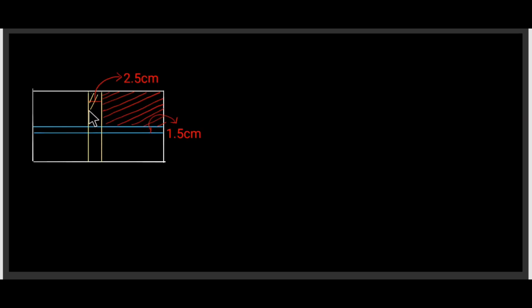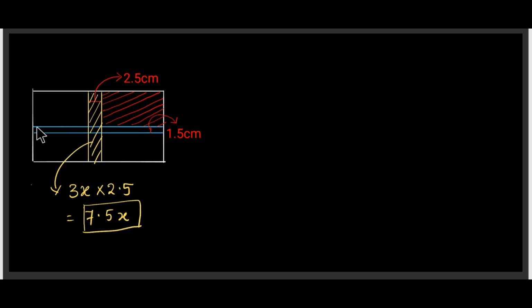Now let's calculate the area of this part, which is breadth into 2.5. Assuming that this breadth is 3x, it is 3x into 2.5, and it is 7.5x. Now clearly if we calculate the whole part, meaning this part and this part, this portion we take twice.